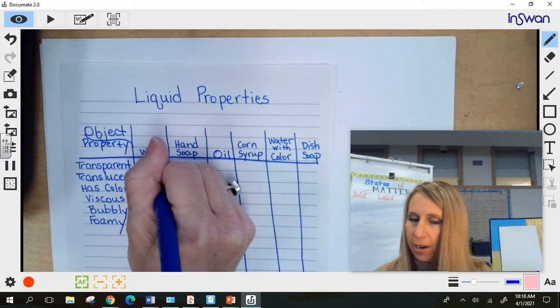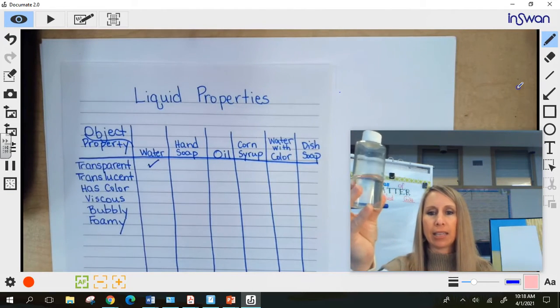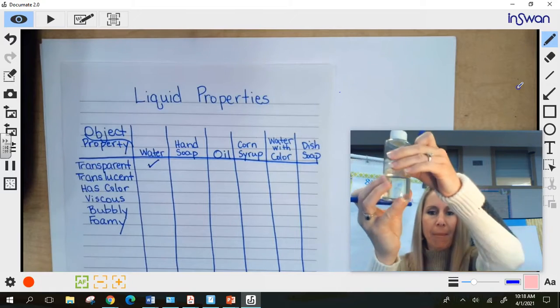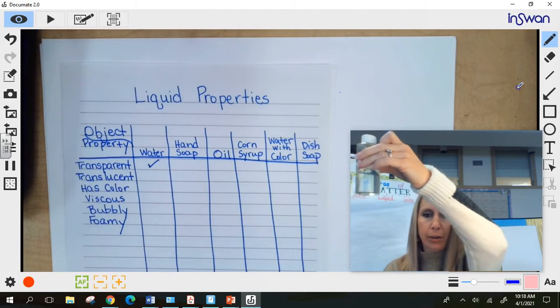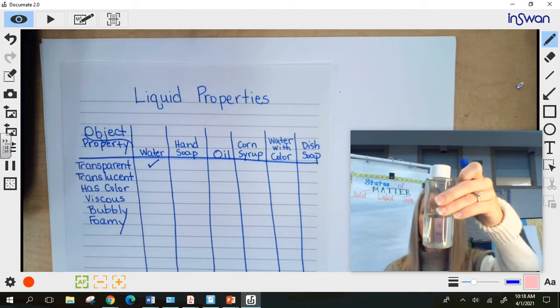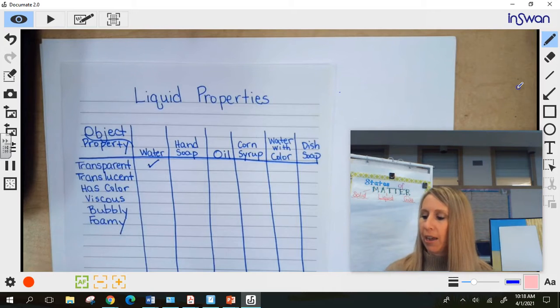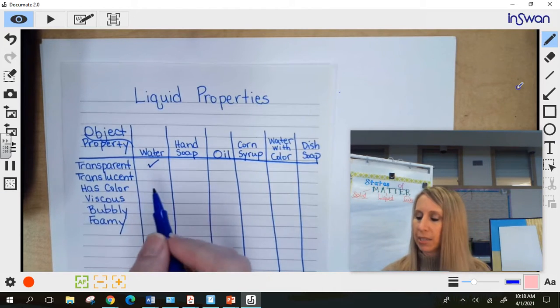So put a check mark there that our water is transparent. I mean, anywhere I hold it, I can see through to my poster. I may not be able to read it all as clearly because the water changes the shape somewhat, but look, you can see my face right there. So you can definitely see through the water because it's clear.